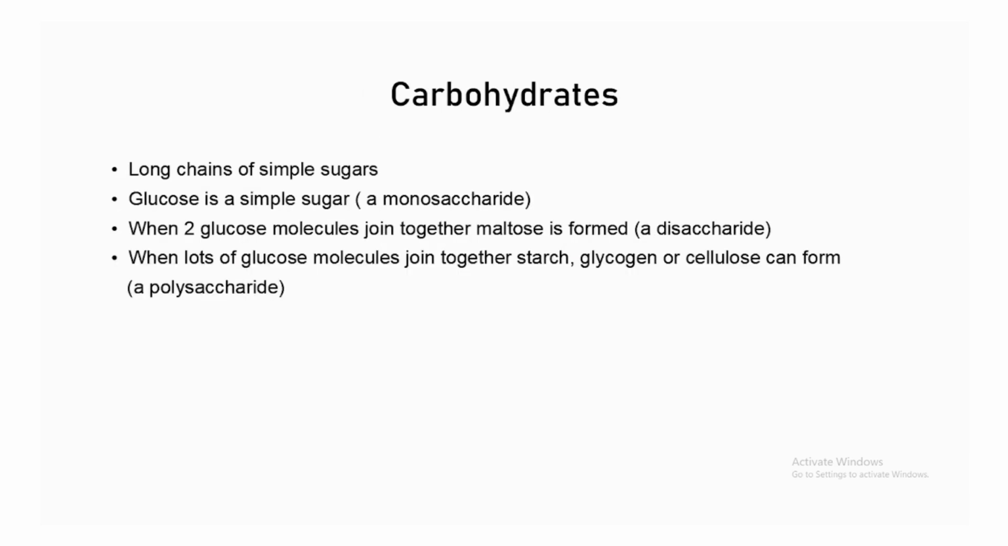Carbohydrates. Long chains of simple sugars are known as carbohydrates. Glucose is a simple sugar, which is a monosaccharide. When two glucose molecules join together, maltose is formed, which is a disaccharide. When a lot of glucose molecules join together, starch, glycogen, or cellulose can form, which is a polysaccharide.